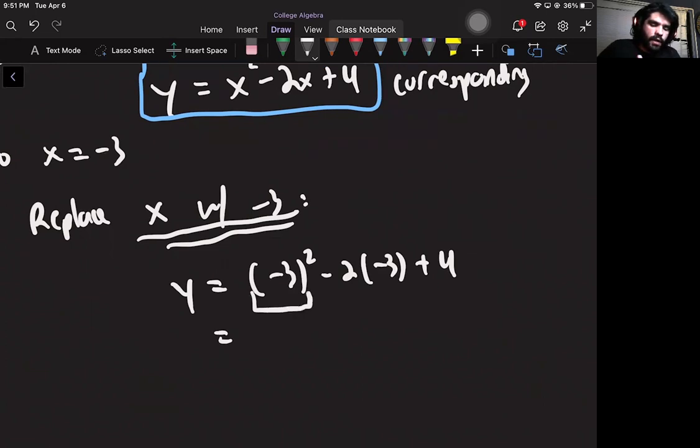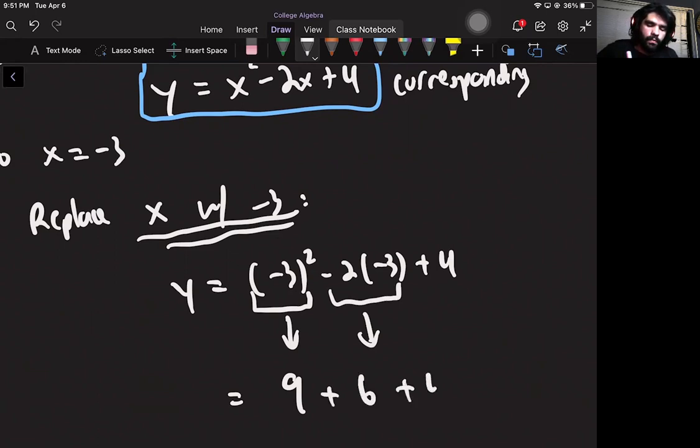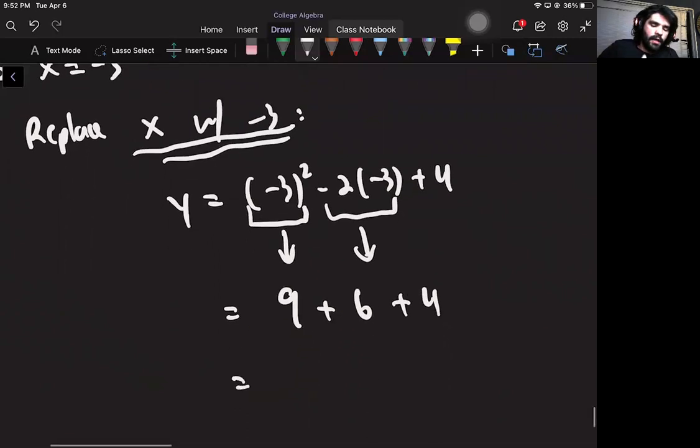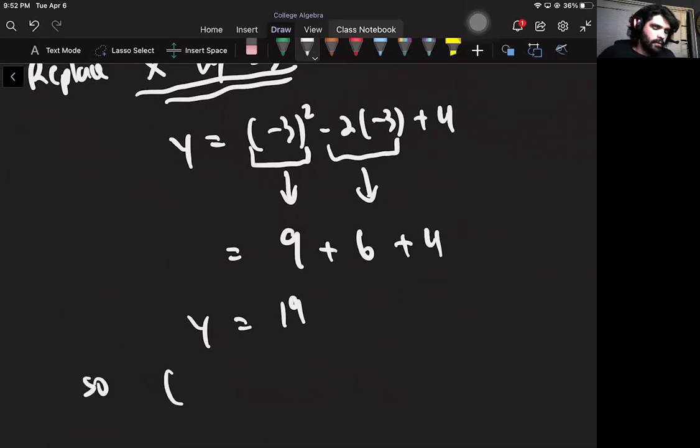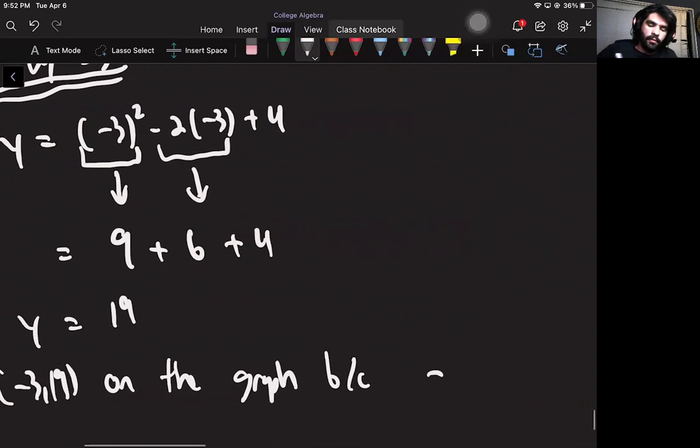Okay, but you just progress slowly. So what's -3 squared? That just means do -3 times -3. Well, the negatives will cancel. 3 times 3 is 9. -2 times -3, negatives will cancel. 2 times 3 is 6. And now I just have to add 3 numbers together. This will be 19. So what's the point on the graph corresponding to x equals -3? It's -3 comma 19. And it's again because -3 is getting assigned to 19 by this assignment that the equation creates.